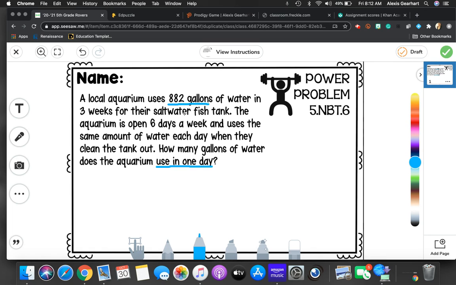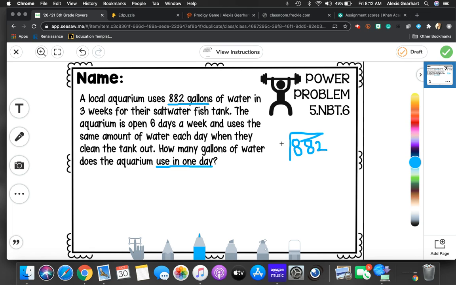If you're uncomfortable with solving division problems with a 2-digit divisor, which would have been 18, you could have done 882 divided by 3 first. And then that's going to tell you how many gallons of water they use per week. So 882 divided by 3.